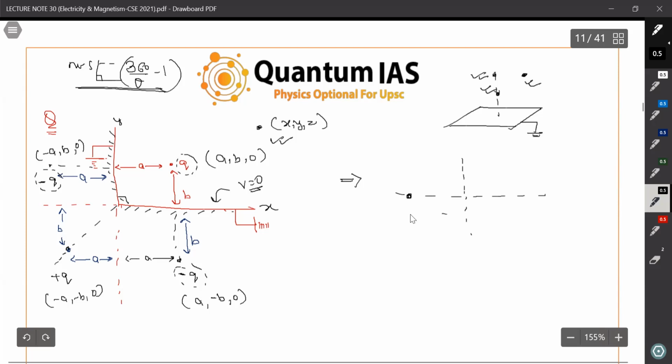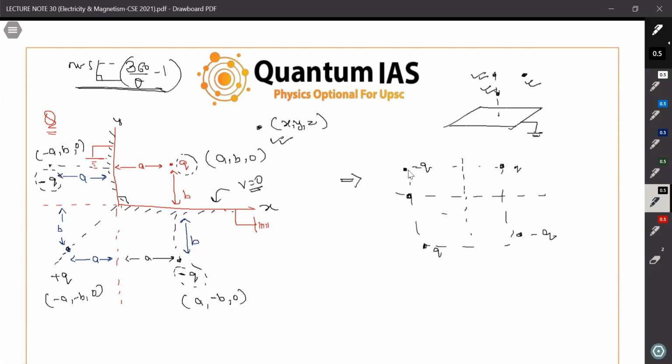So here minus q, here q, here again minus q, here again q. These four charges are there. If you can find the potential using these charges, this is very easy. Whatever the charges are, you can find it using this. Now similarly it goes with line charges, any configuration. You just have to take mirrored images.